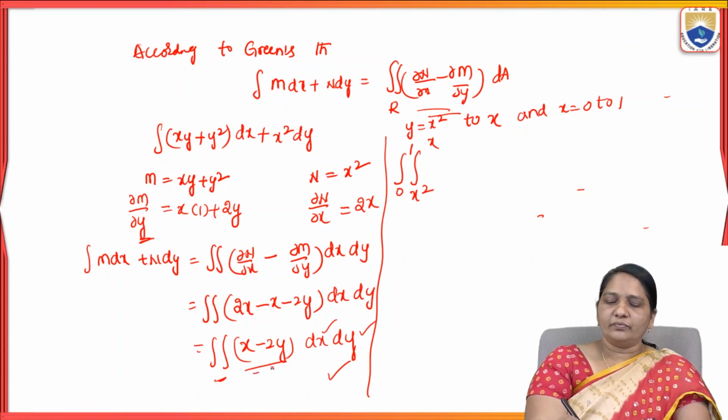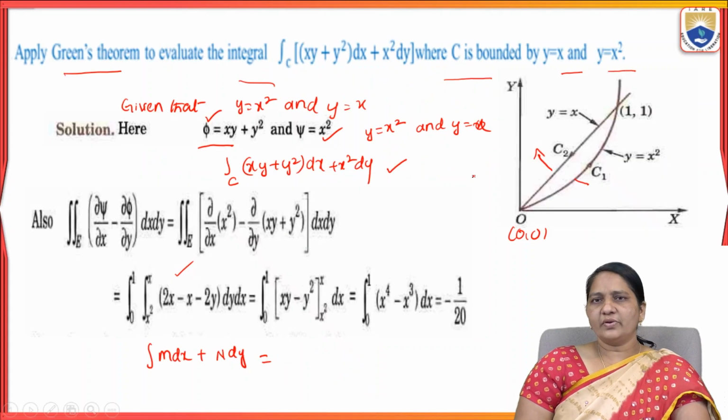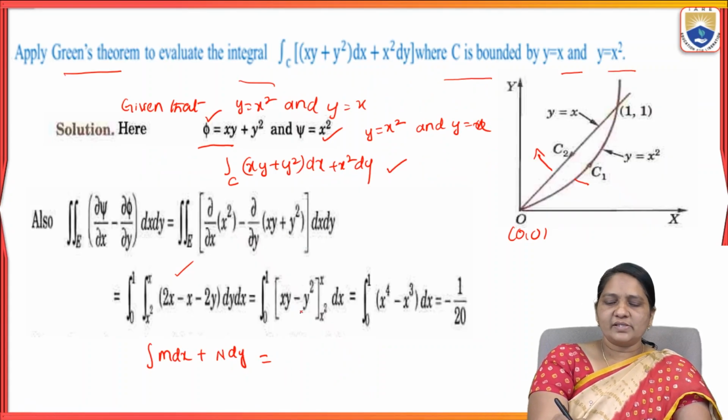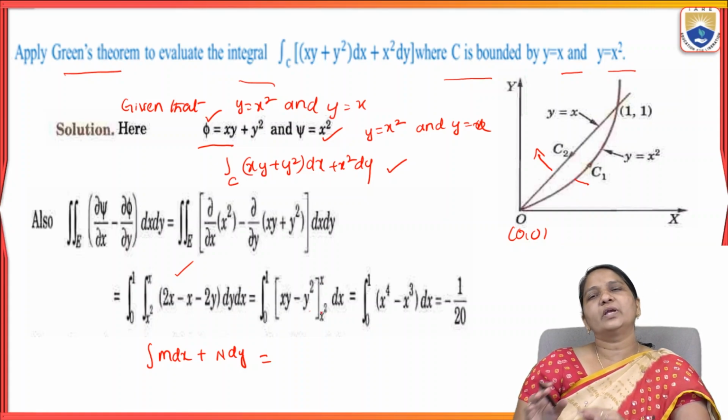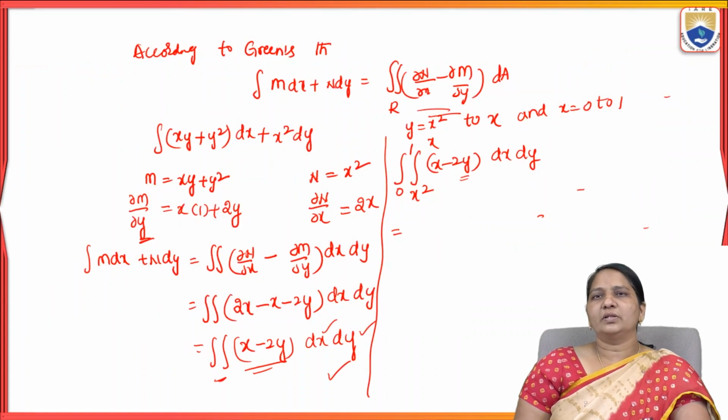Now the given integrand is x minus 2y into dx dy. Now we are integrating first with respect to y. So in place of x minus 2y we get xy minus y square. The y value we already know, right? So we can convert all terms in terms of x or in terms of y to evaluate this integral.